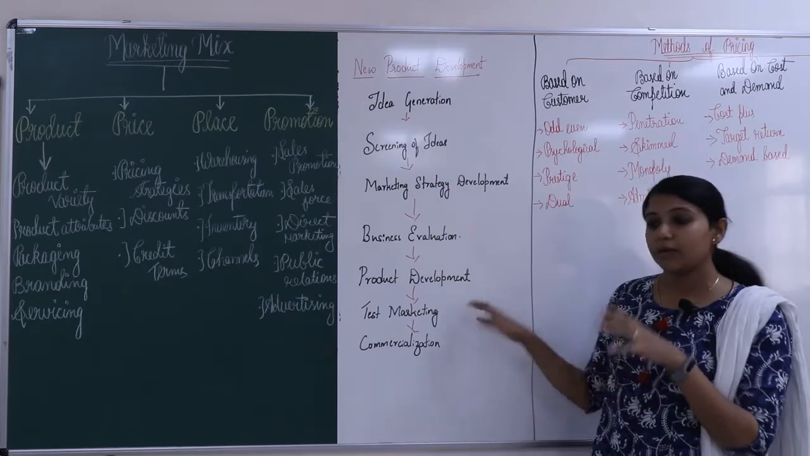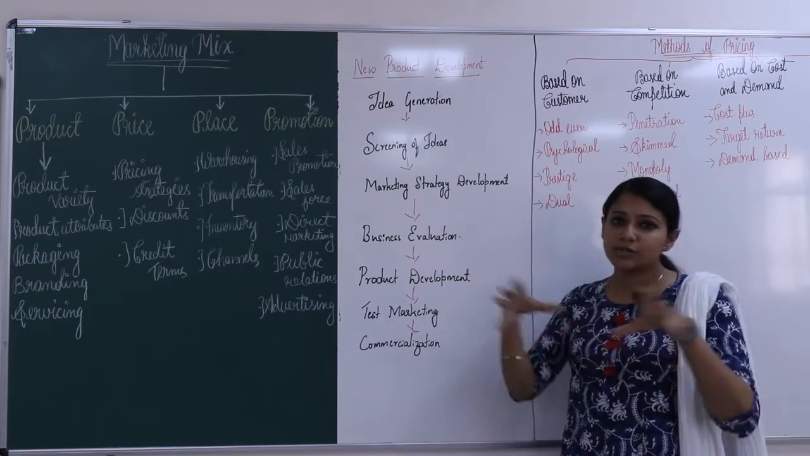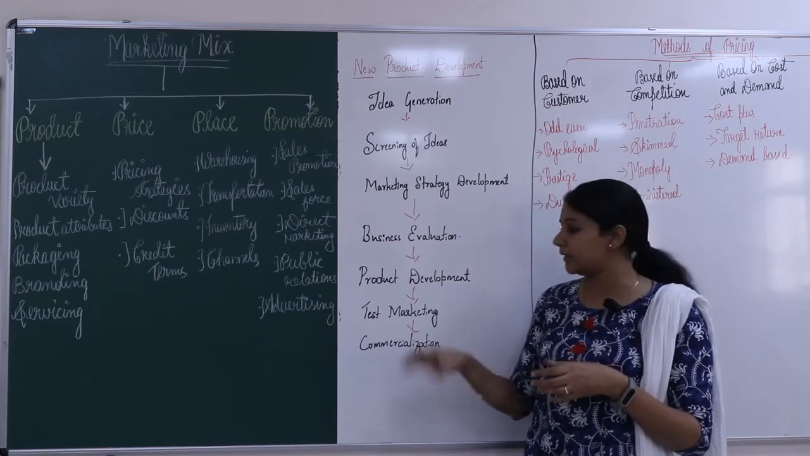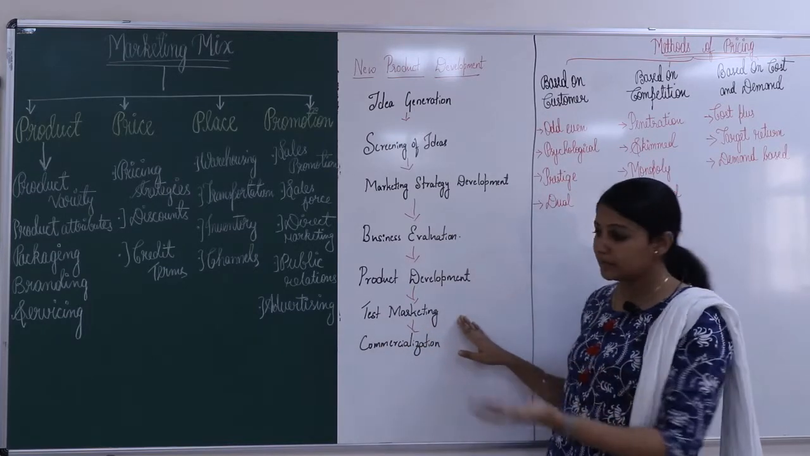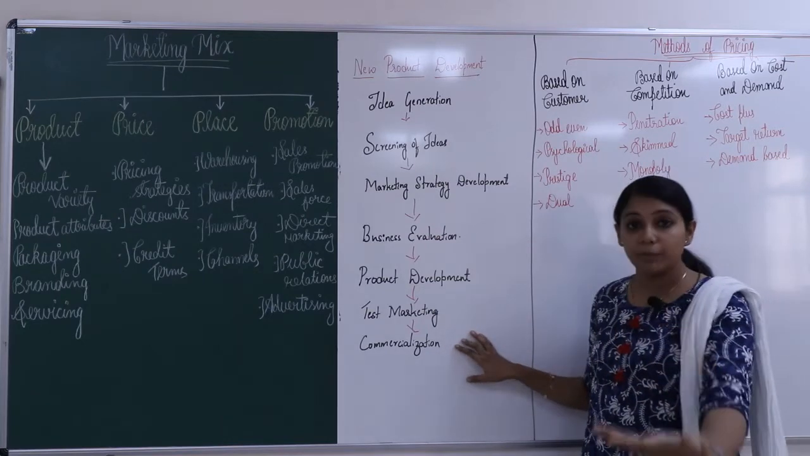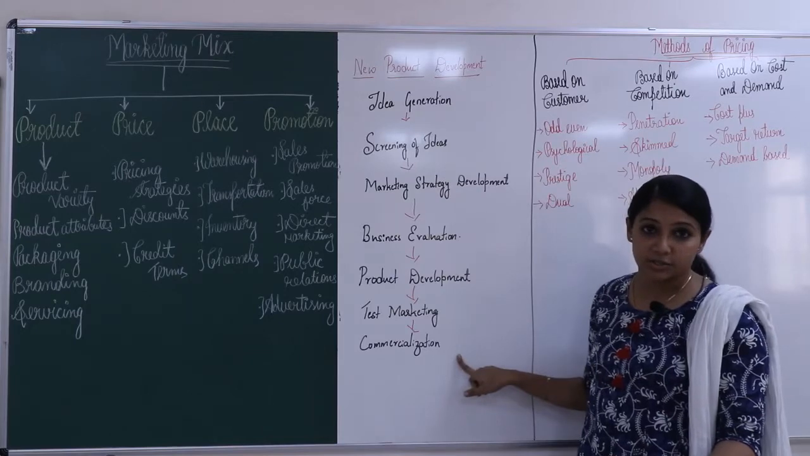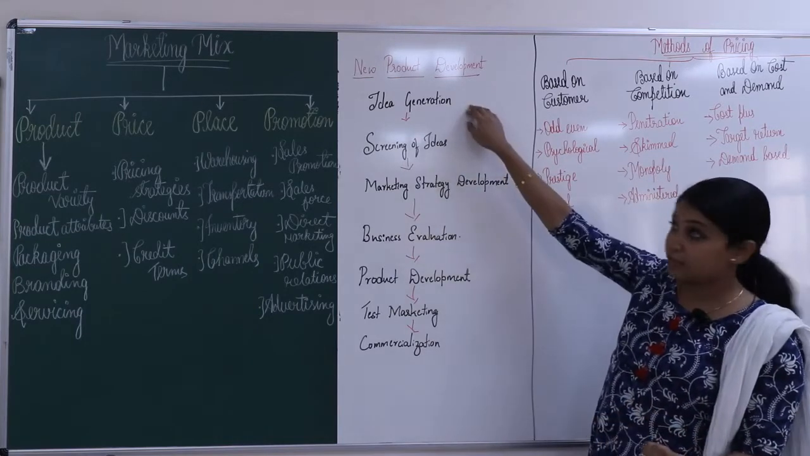This is nothing but giving it to a small group of consumers to see what their reaction is regarding that particular product. That is your test marketing. And the last step is, if I'm satisfied over there, I will give it out to the public so that they can use the product, right? That is commercialization. So the 7 steps are: I generate an idea.